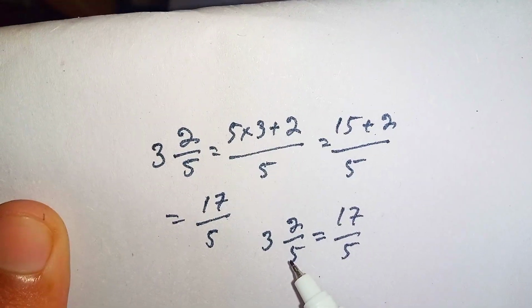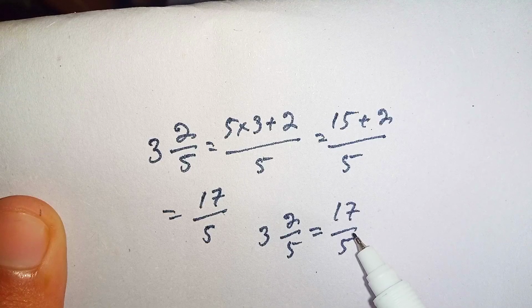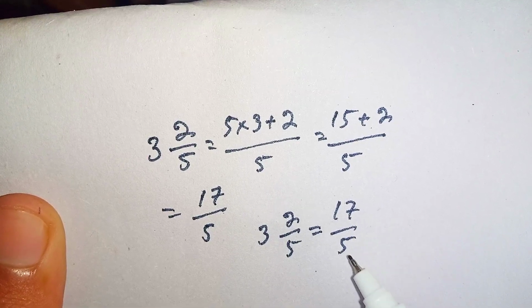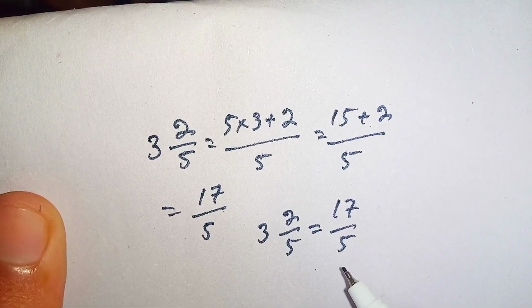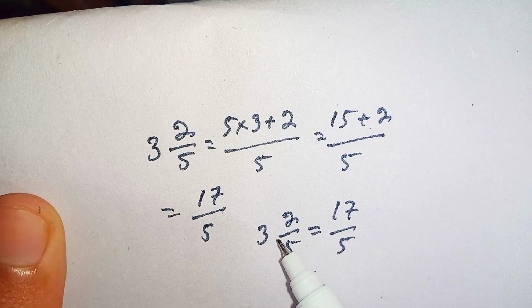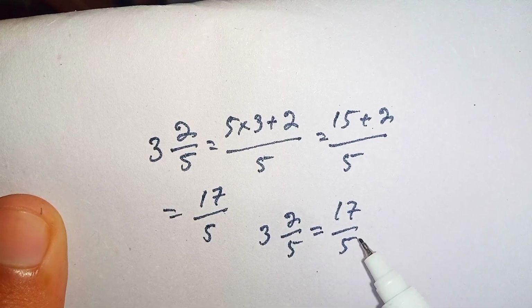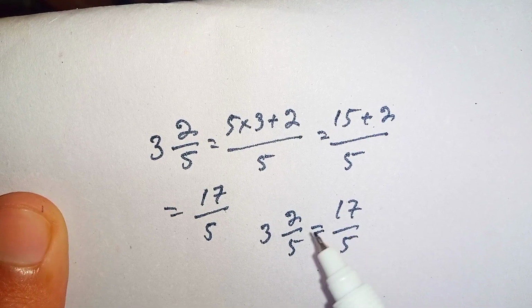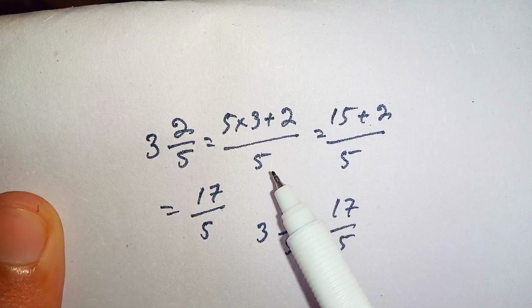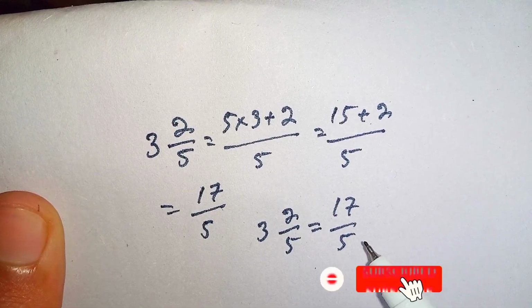So this form is the mixed number form and this form is the improper fraction form. So it is very easy to convert any mixed number into an improper fraction. By following these steps, you can convert any mixed number into an improper fraction.